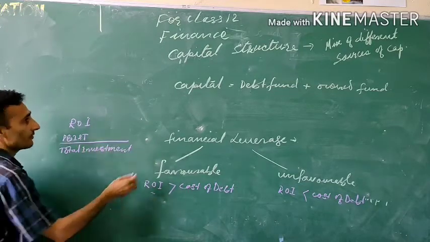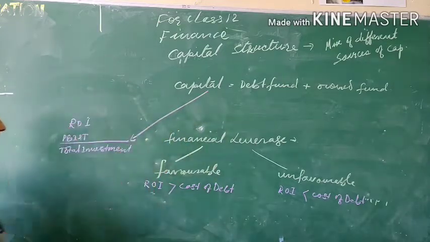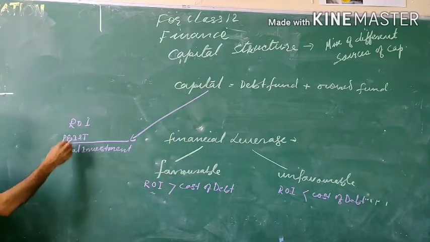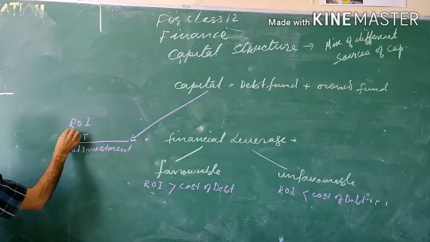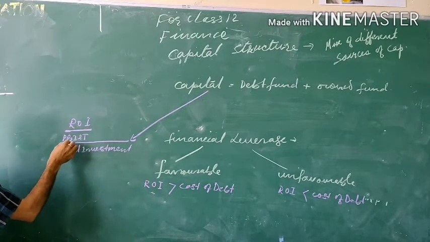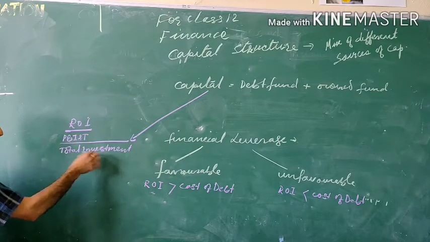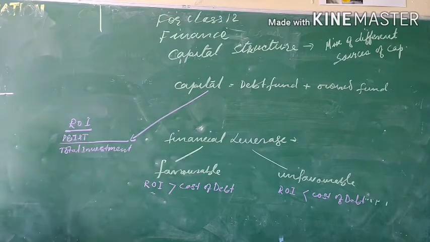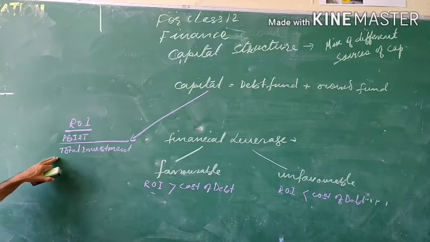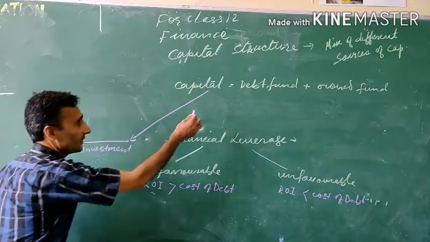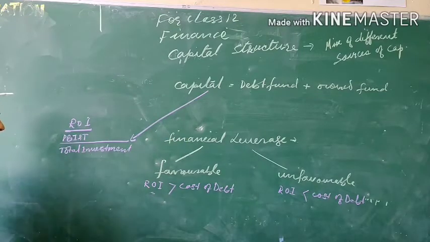And what is your total investment? This is your total investment, right? So this is your ROI. ROI means profit before interest and tax divided by total investment. This is the formula to find out the return on investment, which we learned in accounts. And total investment means debt fund plus own fund will give you the total investment.